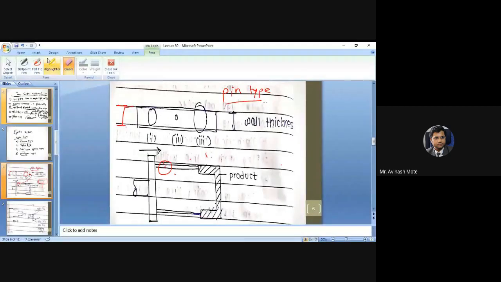So, two or three points to revise. Don't prefer a very small size pin, it will pierce inside the surface. Don't prefer a very large size pin either, because a large size pin will require large force also. So an optimum diameter of the pin is preferred, rather than going for small or large size, right?